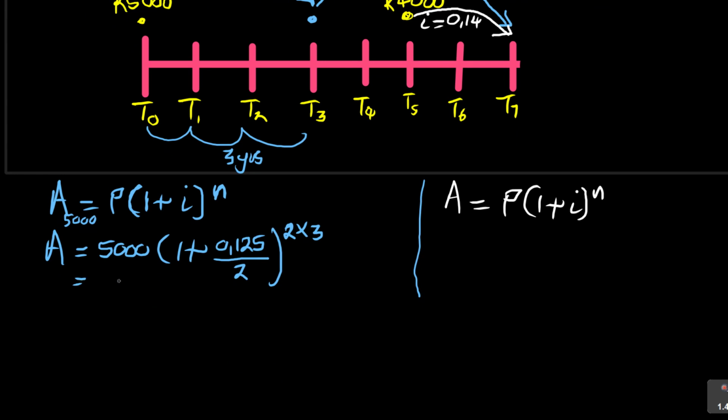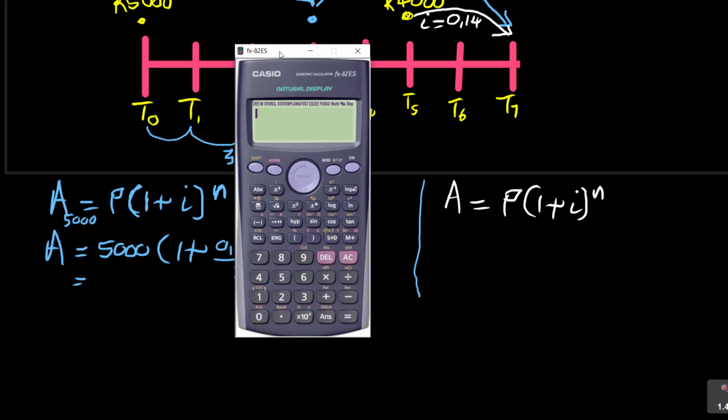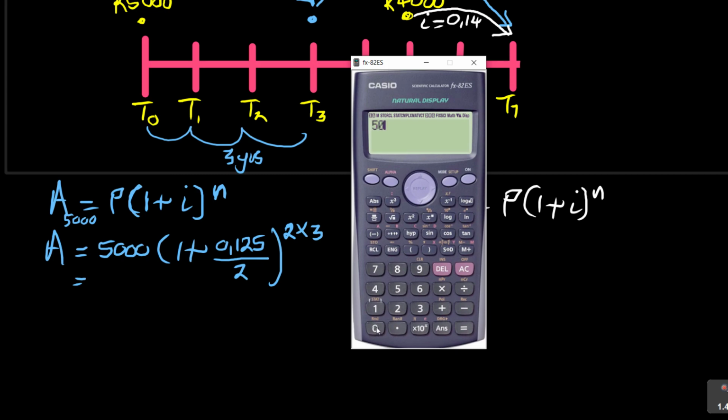We can use a calculator here to find the amount in the first 3 years. We are not yet in the other remainder of the years. So we are saying 5,000 bracket 1 plus 0.125 over 2, and then you multiply that to the power 2 times 3. Are you with me? Then it will give us this amount, which is 7193.